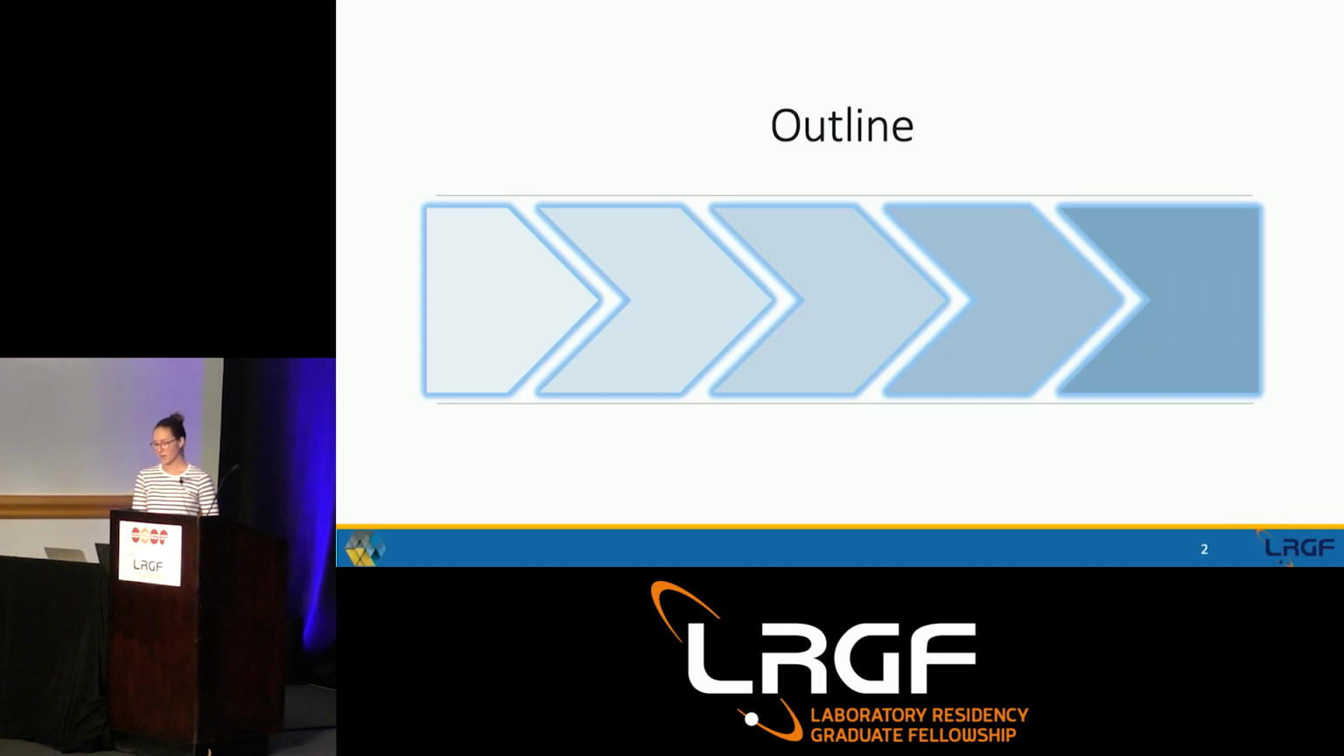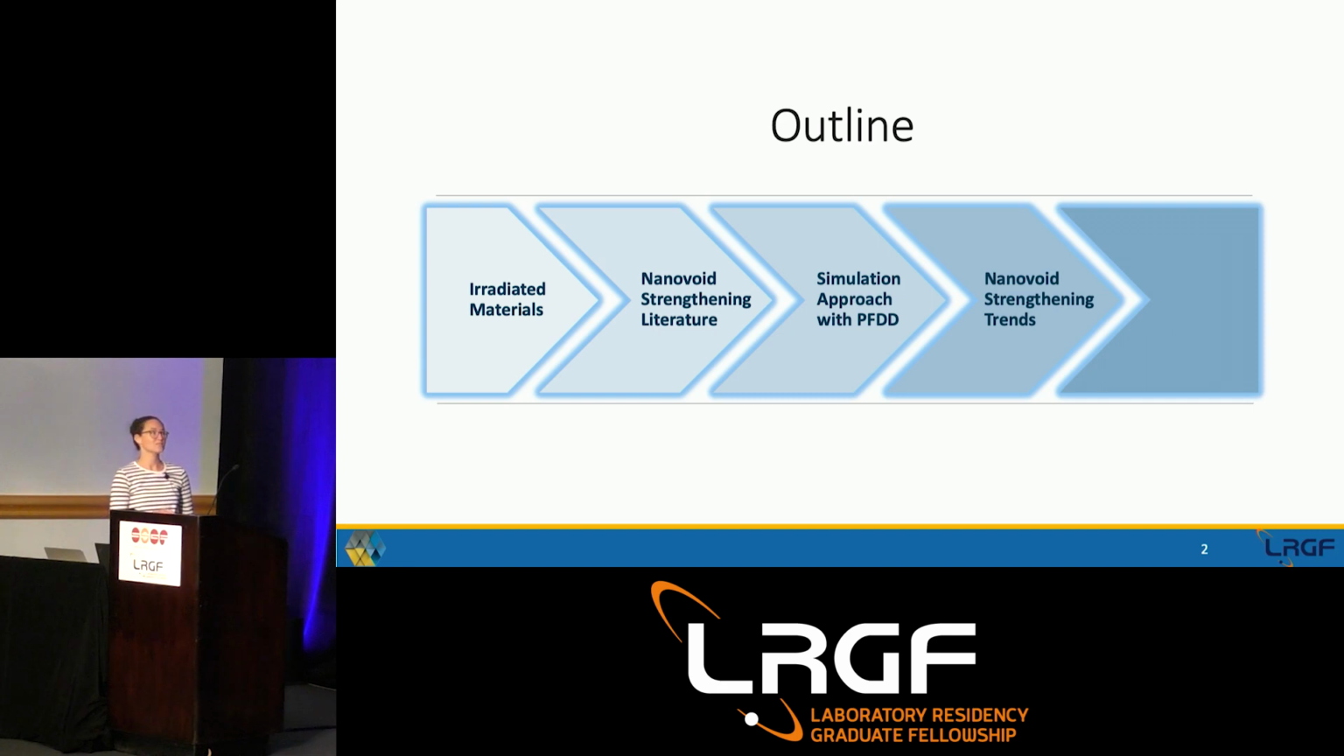So the general outline of my talk will be as follows. I'll touch briefly on why nanovoids are relevant in irradiated materials, on the current state of the literature on understanding the influence of these nanovoids and how they actually strengthen irradiated metals. I'll go briefly into my simulation approach using a meso-scale model, phase field dislocation dynamics, or PFDD. I'll be using that acronym a lot. And then I'll get into the results that we saw. So first, the actual strengthening trends of these nanovoids, what's actually relevant to application, and then getting into some of the mechanisms for why we see these trends. Spoiler alert, they're different than literature expects.